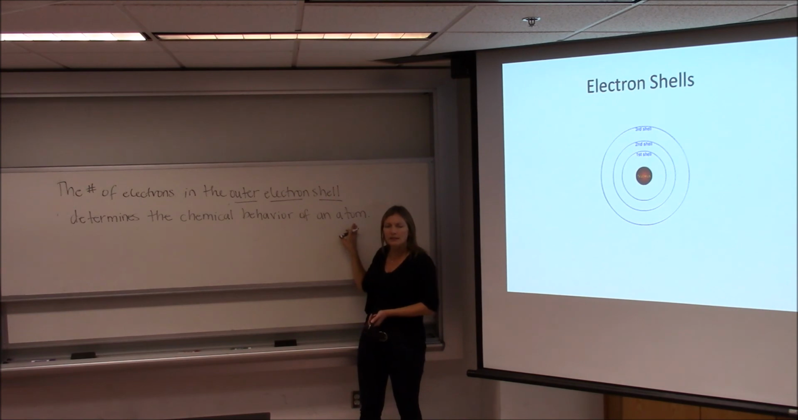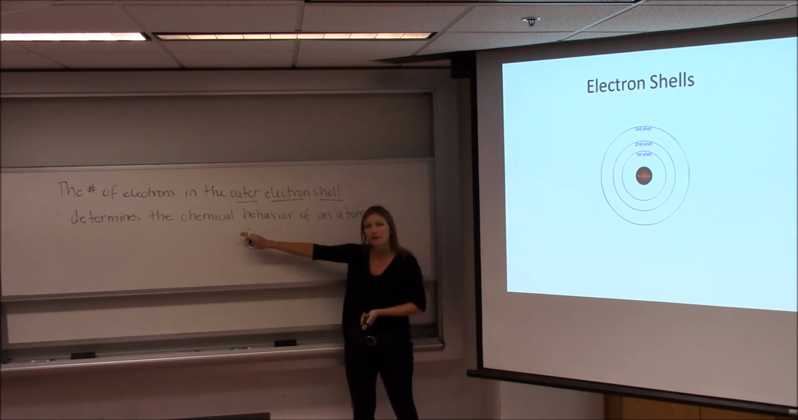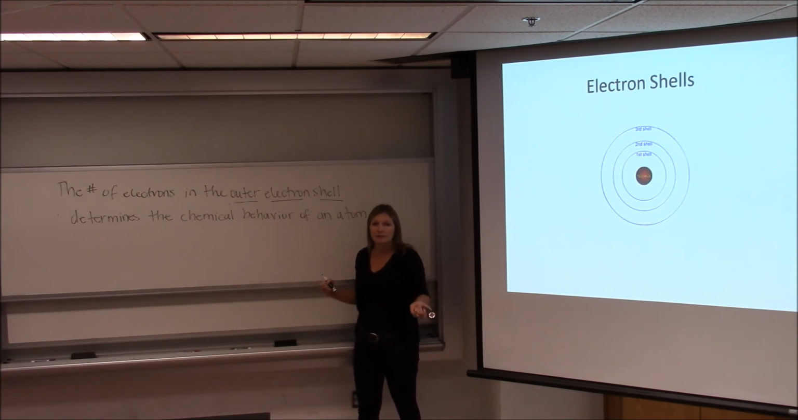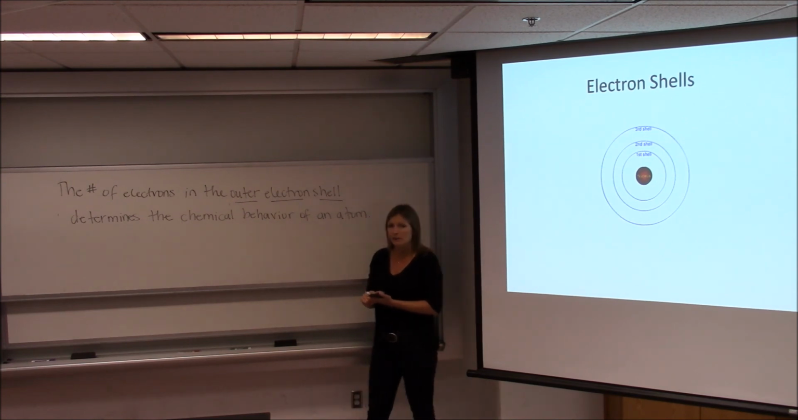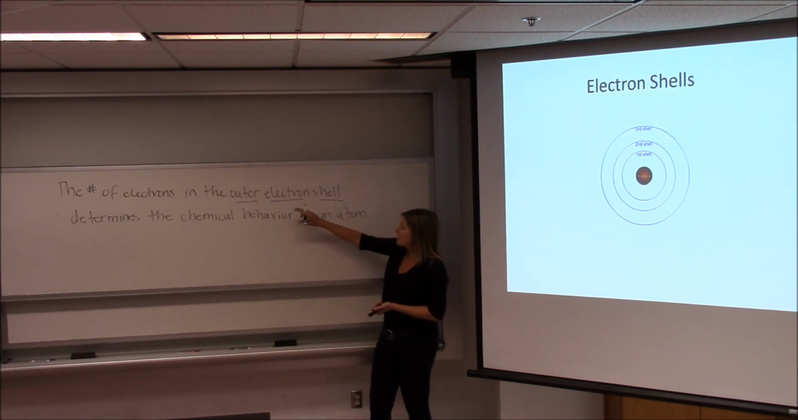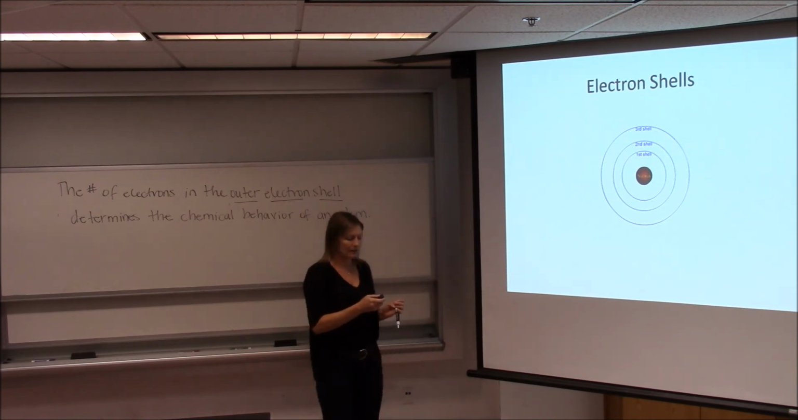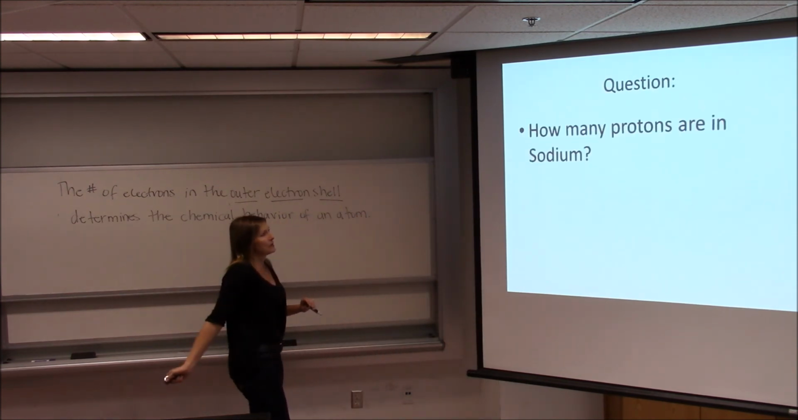We need to understand how certain atoms behave chemically, who they bond with, or if they don't bond with anyone, and why, and what kind of bonds they typically form with other atoms. That's very important for understanding the molecules that make up living systems. So the number of electrons in the outer electron shell determines the chemical behavior of an atom. What does that mean? Well, let's start by going all the way back to the periodic table.